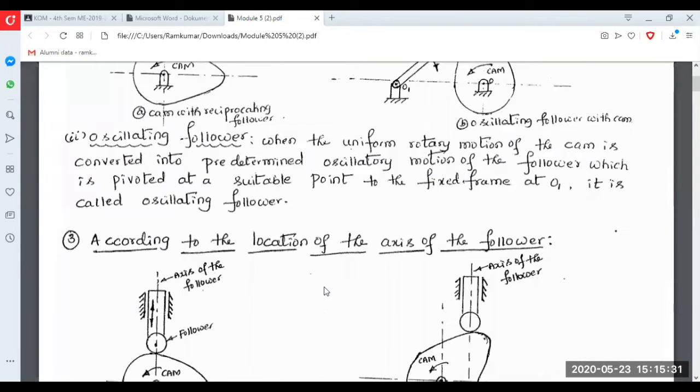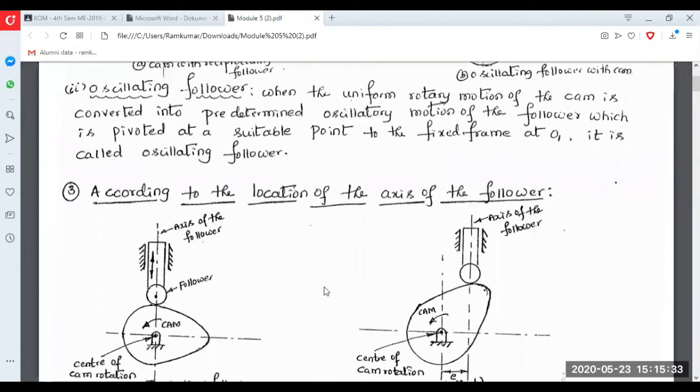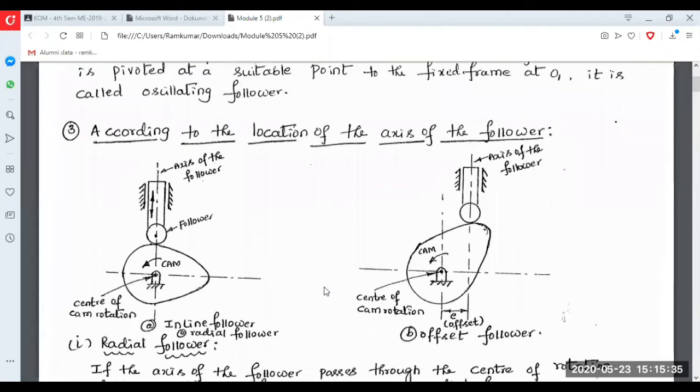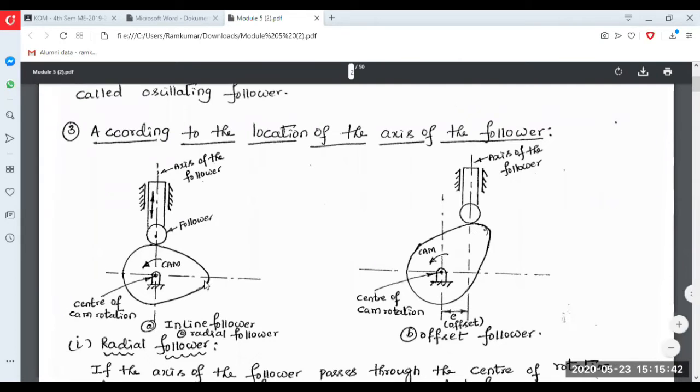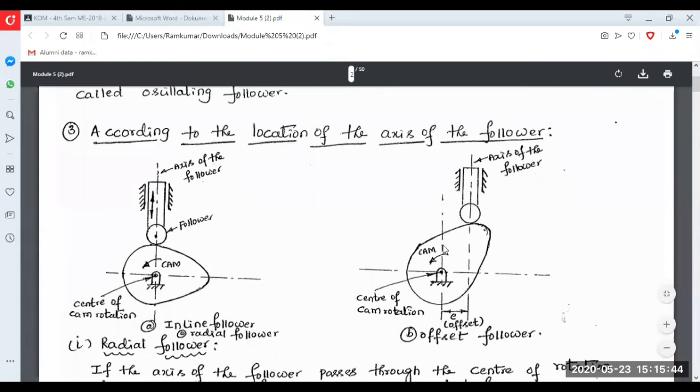And another type is according to the location or axis of the follower. See here, where the follower is located. It can be a radial follower or it can be an offset follower.